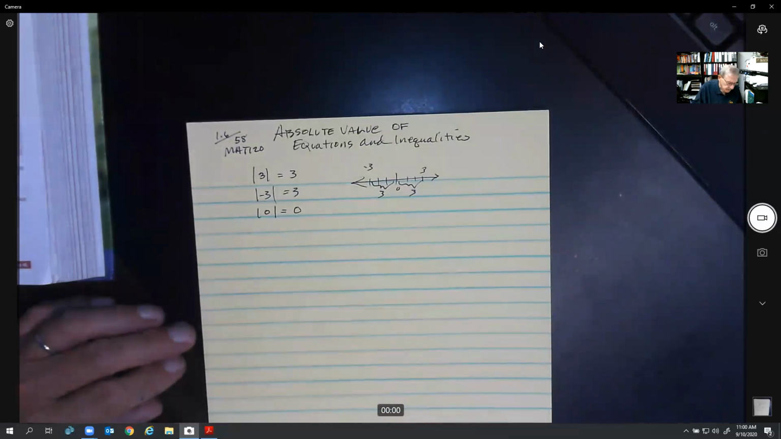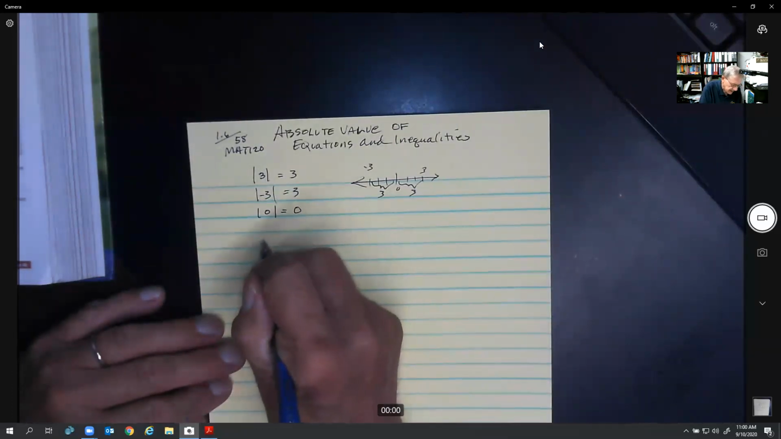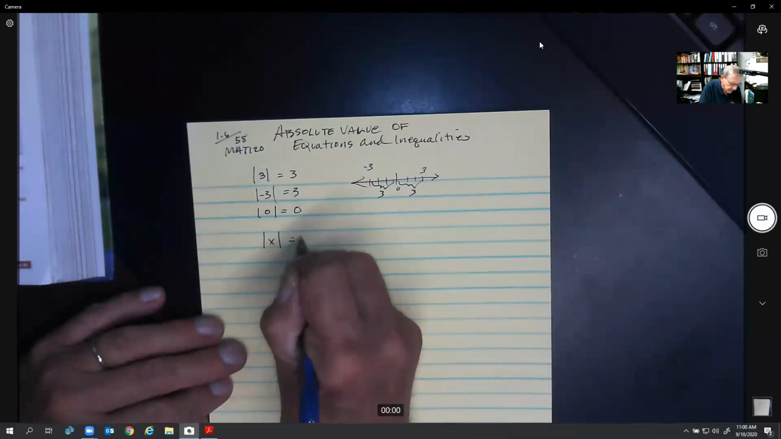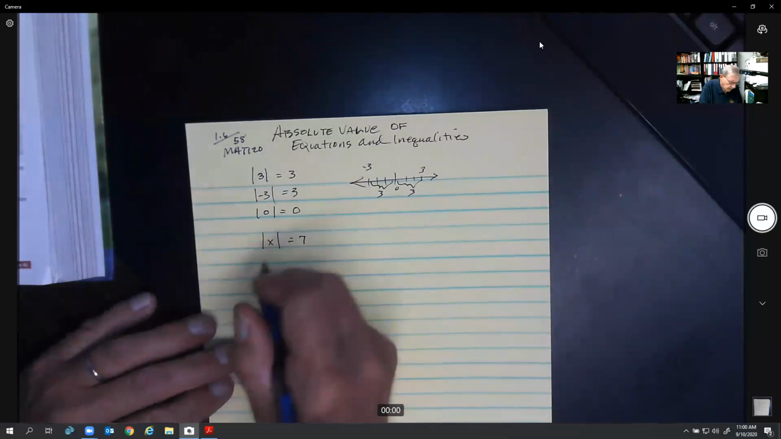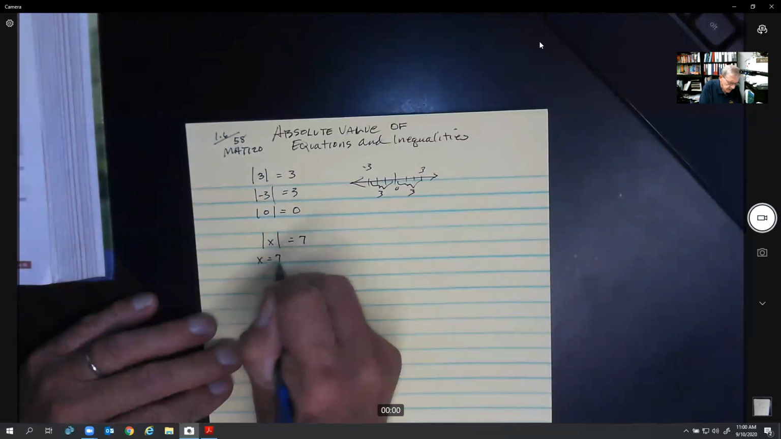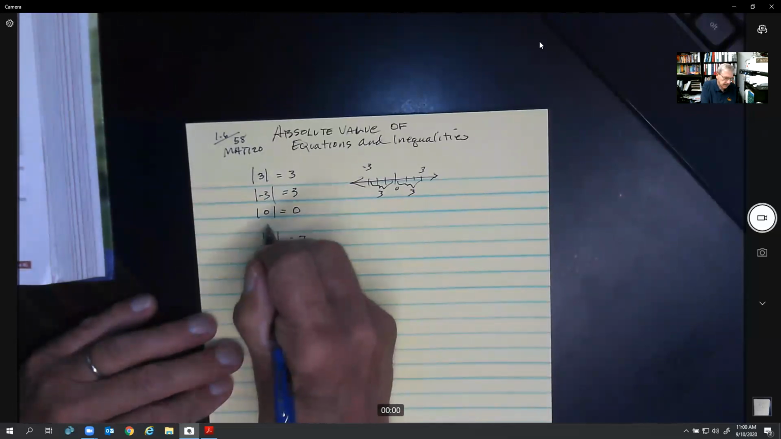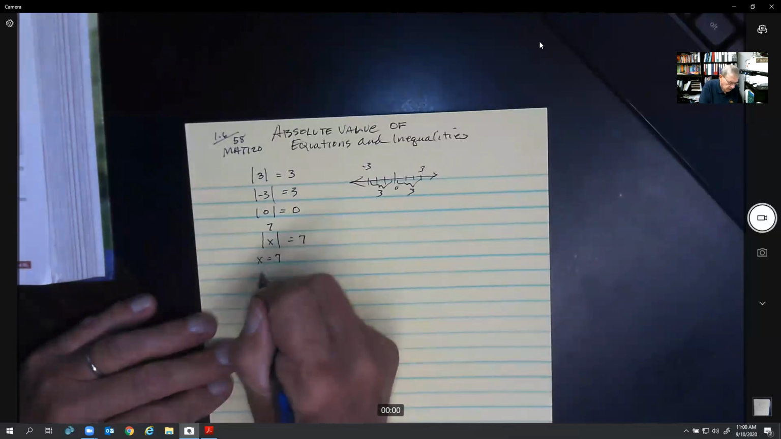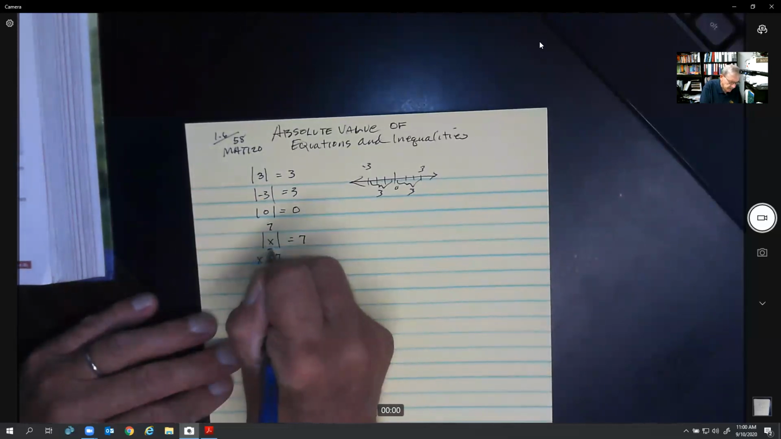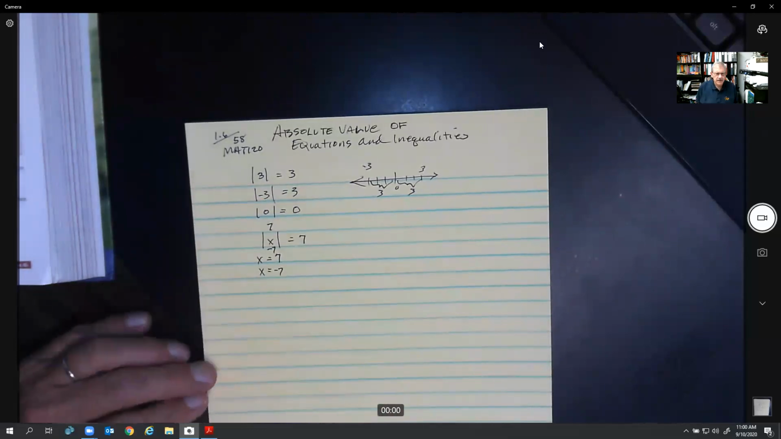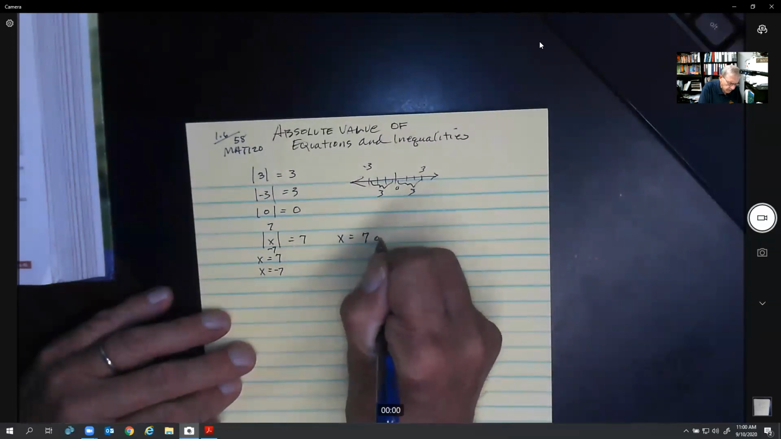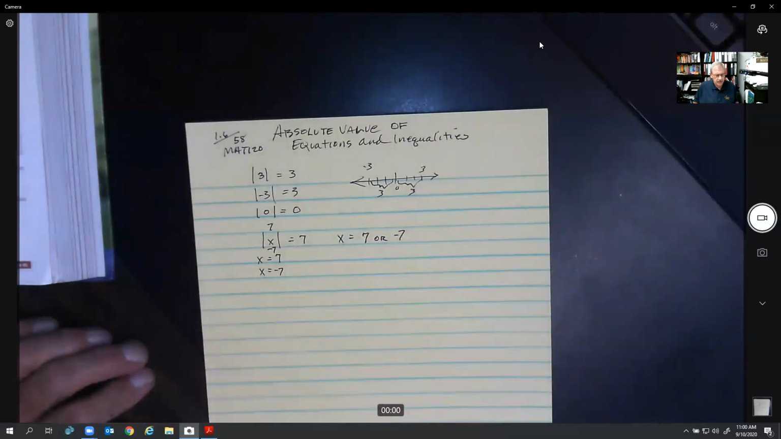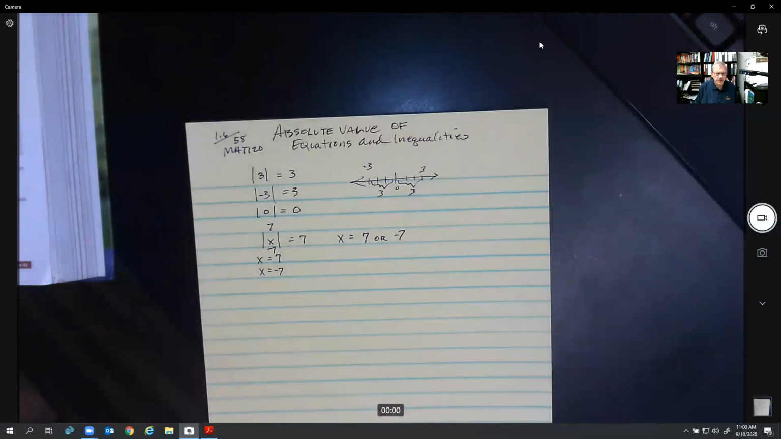So that seems pretty simple. Well, what if I changed it around a little bit? What if I say the absolute value of x equals 7? Then what would x have to be? Well, x could be 7, because the absolute value of 7 is 7. Or x could also be -7 because the absolute value of -7 is 7. So in this case, x could be 2 different numbers. It could be 7 or -7. It's a union. It could be either of those two answers.